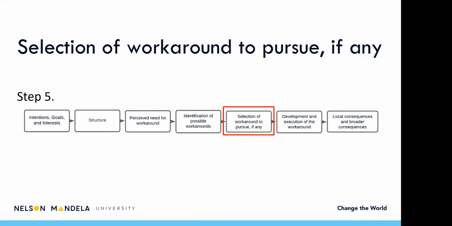Step 5, the selection of workarounds to pursue, if any. In this step, employees decide on the most appropriate workaround, if any, to utilize and overcome the perceived obstacle in their workflow.